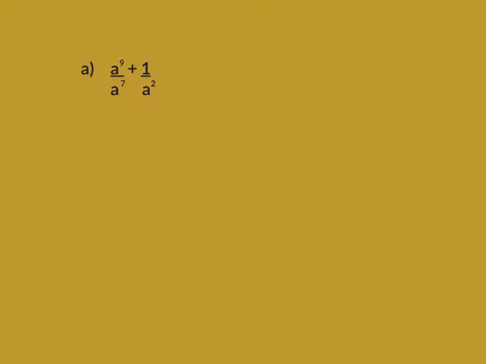Parentheses, no. Exponents, no. Just to keep track of them over here. Parentheses, no, exponents, no, multiplication and division. Here we are, multiplication and division, because this one right here is division. So I take that, and I know that when I divide, and I have the same bases, I can subtract those exponents. So I've got 9 minus 7, which of course gives me a to the second, plus 1 over a to the second.